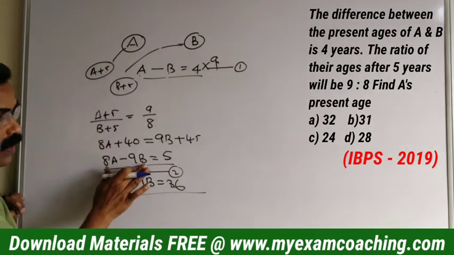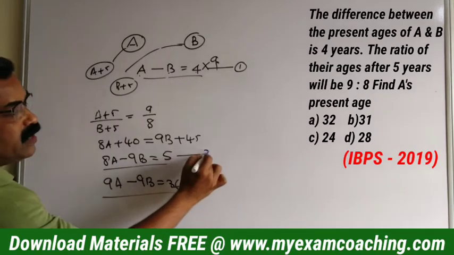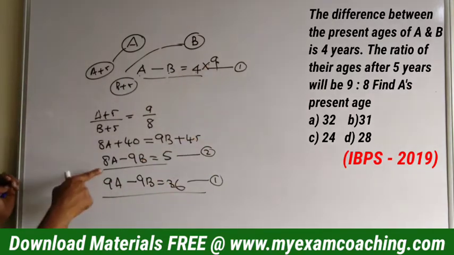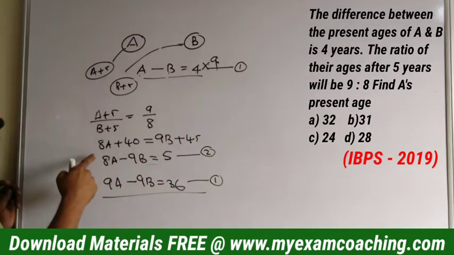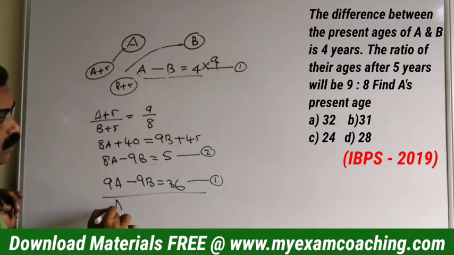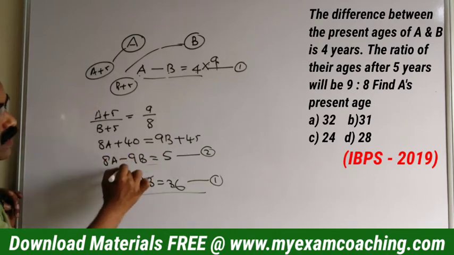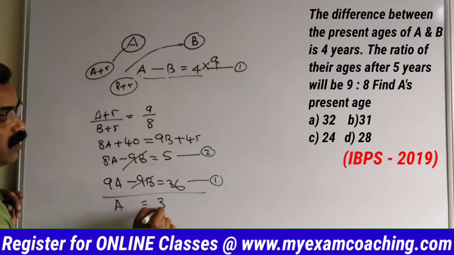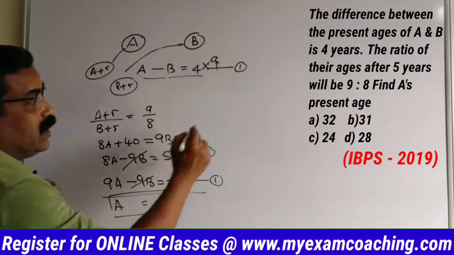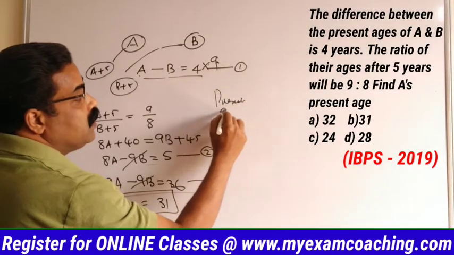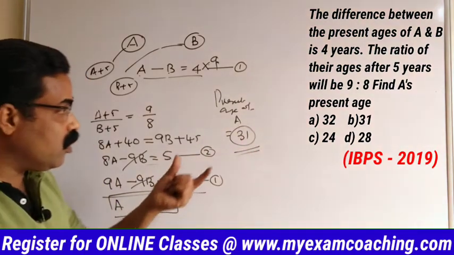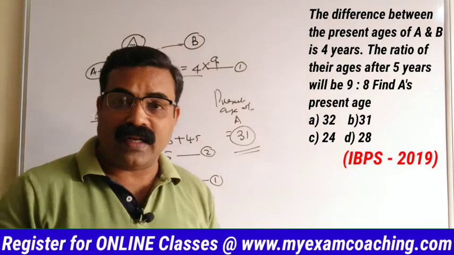So now these are the two equations. This is your second equation, and this is your first equation multiplied by 9, which I have written here. Now using these we can solve. When you subtract the second equation from this, 9 minus 8, I get 1A. 9B and minus 9B get cancelled. 36 minus 5 equals 31. So I got the age of A. The present age of A is 31. So from the given options, I can mark 31 as the correct answer.